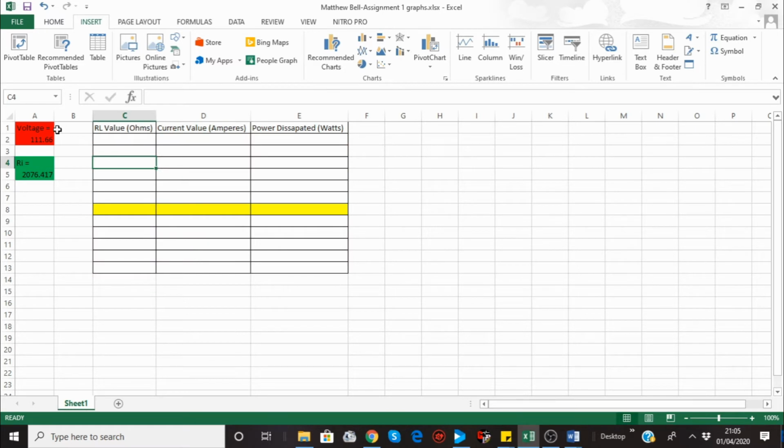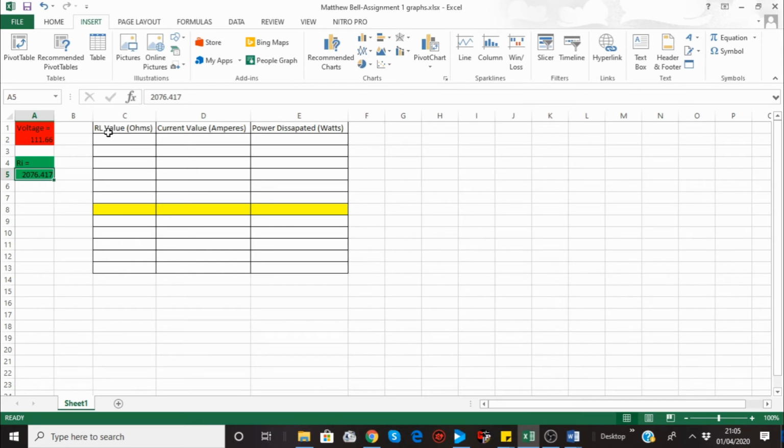All I've done here, I've put down the voltage of the circuit that we've calculated, 111.56, and the internal resistance, 2076.417. It doesn't matter which column or row you pick. You don't have to highlight them. I just highlighted them for myself, and I put a table here. Again, you don't have to, you just have to name the top of them.